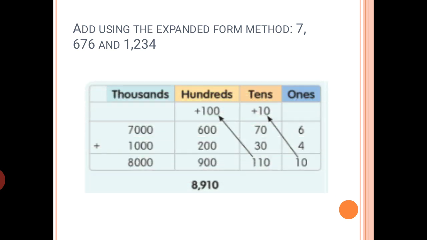Now, next is to add using the expanded form method. The first number is 7676 and the second number is 1234. So we have to expand these two numbers first and then we have to add. So this is how we can add. First we expand the first number, that is 7,000 plus 600 plus 70 plus 6. Then coming to the second number, it is 1,000 plus 200 plus 30 plus 4.